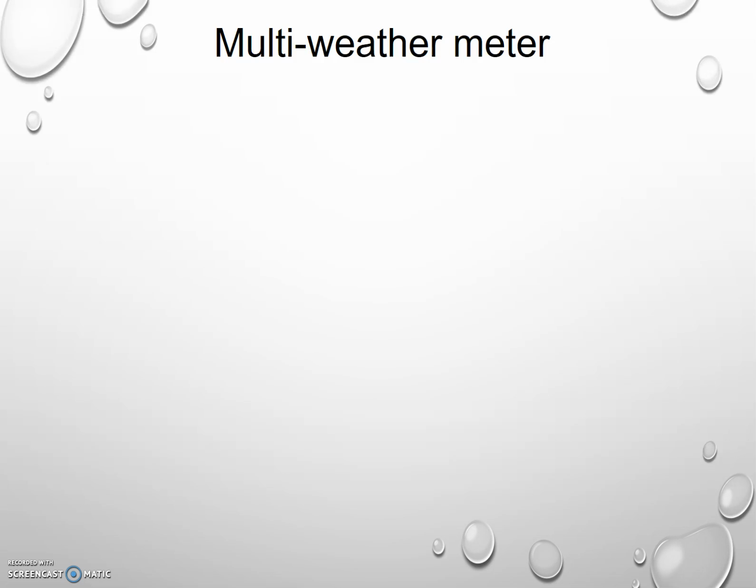Then we would use different instruments to measure different weather and climatic elements. But a multi-weather meter is more convenient. We can measure them together from one single instrument.